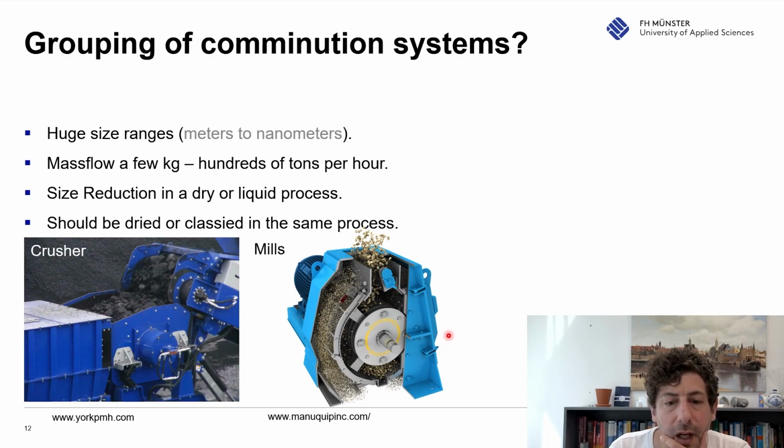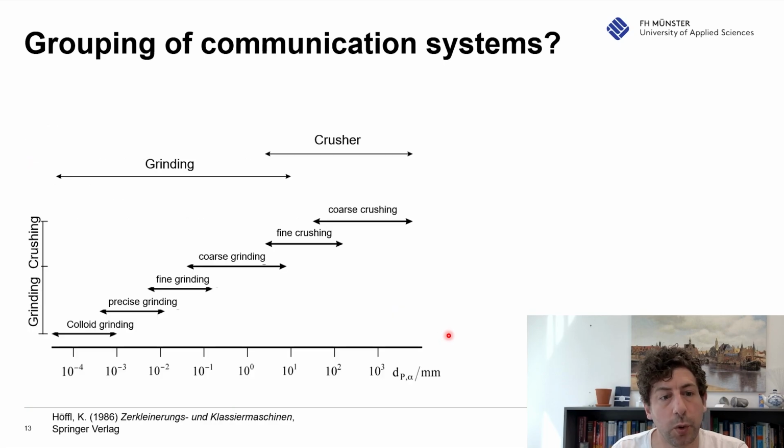So how can we distinguish now between a crusher and a mill? And this is what you see here. So basically here is the particle size. And we can keep it quite easy, so we group it by size. So huge particles, 10 millimeter and larger, are done by crushers. And small particles is grinding, and grinding is done by mills.